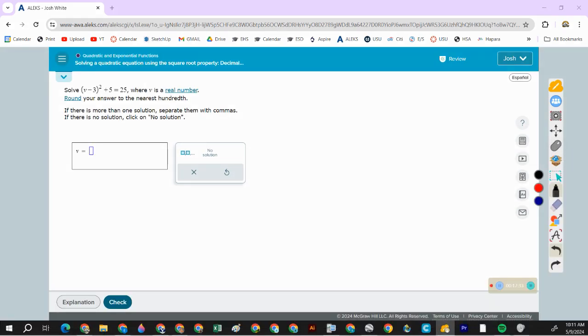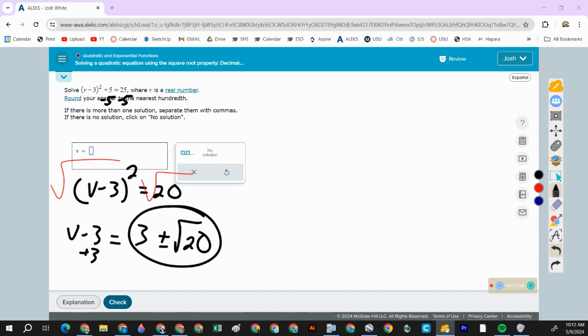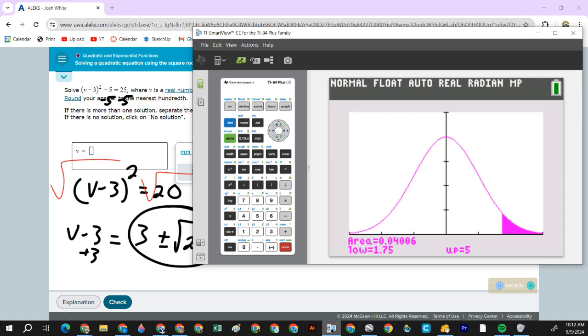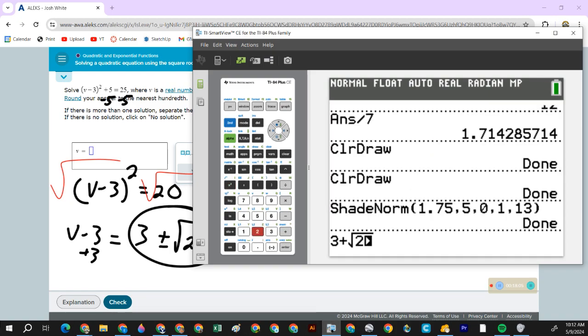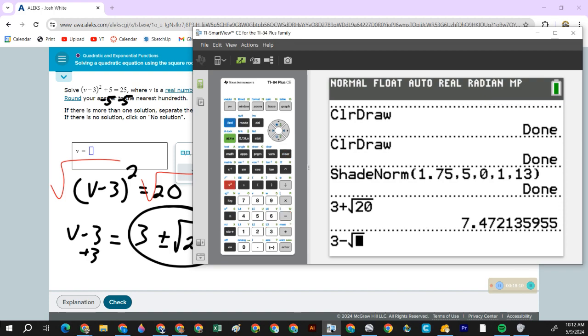All right. Just solve this for x. So we subtract 5. x minus 3 squared equals 20. Take the square root. x minus 3 equals plus or minus square root of 20. And then we add 3. And that is our answer, but we want it in decimal form. So 3 plus the square root of 20 and 3 minus the square root of 20.